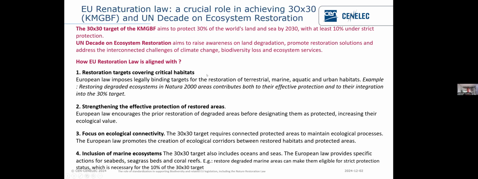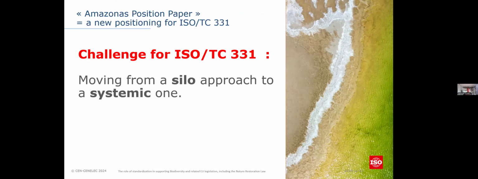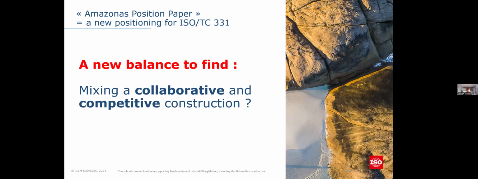So we can say that ISO TC 331 is integrating these COP16 results, but also trying to align with what we have at the EU level, such as this restoration law. And we can say that the ISO committee adopted a proactive posture to address biodiversity issues. The challenge of TC 331 was outlined in a document called the Amazonas Position Paper, because it was drafted and validated during the last plenary session we had in Manaus in Brazil last May. Biodiversity ensures ecosystem stability and human survival. So there is a need also to move from a silo approach to a systemic one, mixing a collaborative and competitive construction.